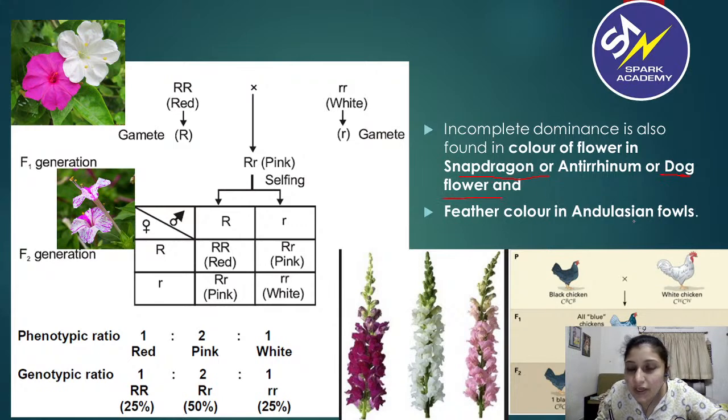Incomplete dominance is also found in the feather color of Andalusian fowls. Here it is black in color, here it is white in color. Whichever gene is dominant should be shown in the F1 generation. But what we are seeing is black plus white, giving a bluish color in the Andalusian fowl. These feather colors arise because the genes are showing incomplete dominance.